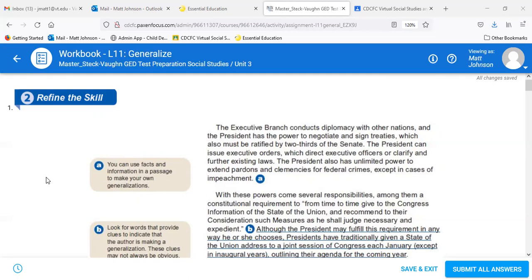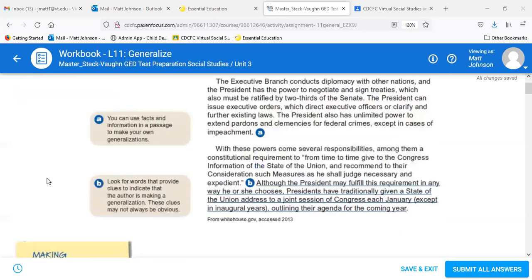And then secondly, under the underlined part where it says, look for words that provide clues to indicate that the author is making a generalization. These clues may not always be obvious. And there is one word in here that you could look at and say, "Ooh, that might be a generalization," or they might be pointing to it. In that first sentence, it says presidents have traditionally given a State of the Union address.